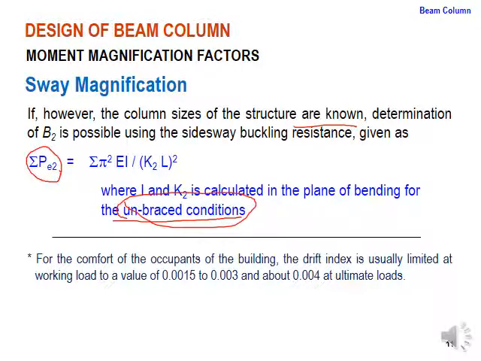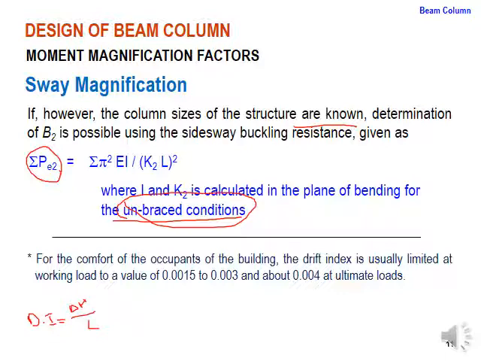For the comfort of the occupant, the value is written in the steric part, that is from slide number 10, where we were discussing the drift index. The drift index is the ratio of the drift to the story height: delta H, the mean drift, divided by the story height L. This drift index value, as I have told you, must be within a reasonable limit.